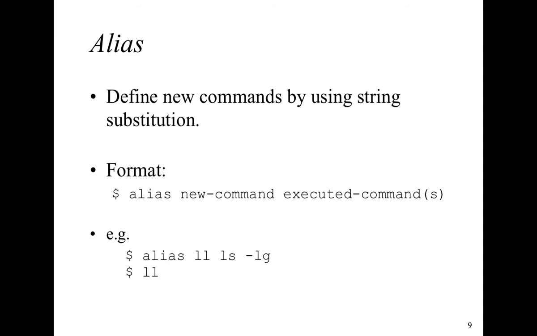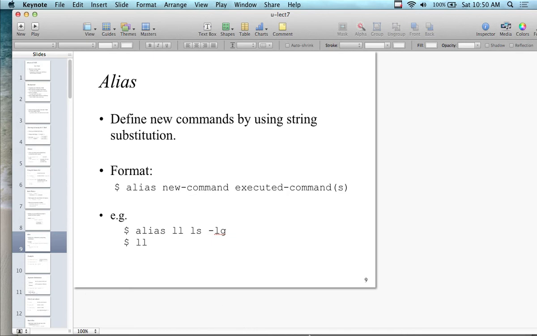Aliases. These come in handy in shell scripting. They define new commands by using string substitutions. So alias, new command, executed commands. So you don't want to type in ls -lg. Then you type in an alias, and you call the alias ll.